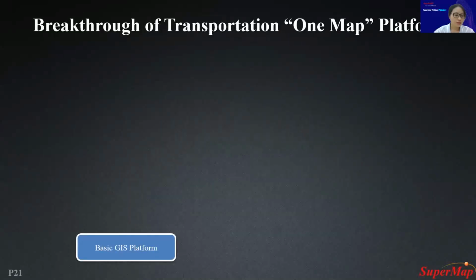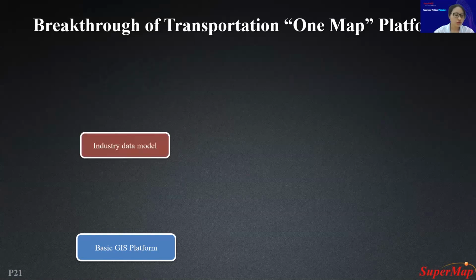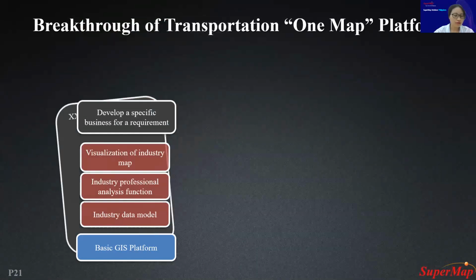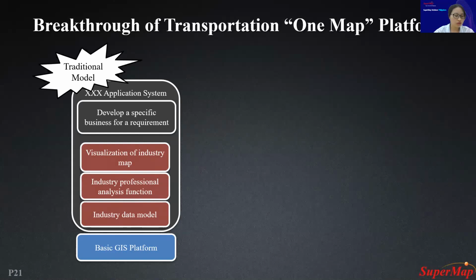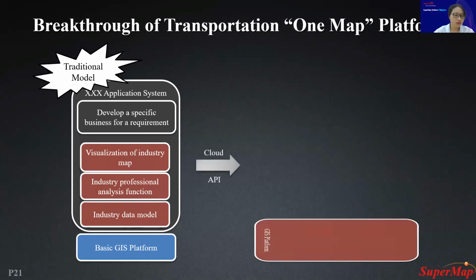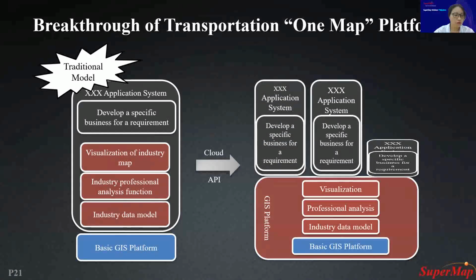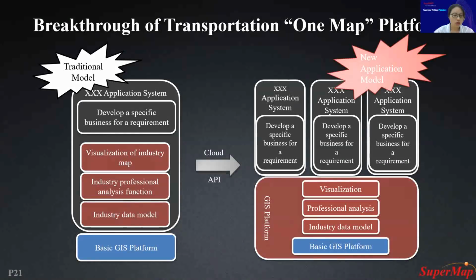Based on the above ideas, we have developed the open framework product of one map and formulated the standard system. The traditional mode is to develop a specific business for a requirement. This new platform integrates multiple industries into one system through a unified GIS management platform, which effectively improves resource utilization and sharing.